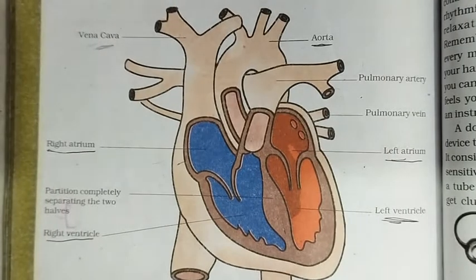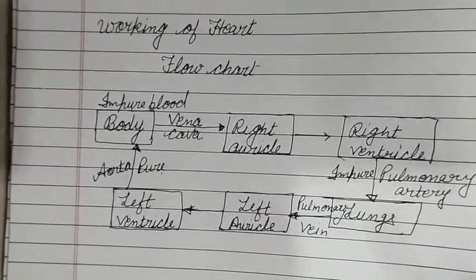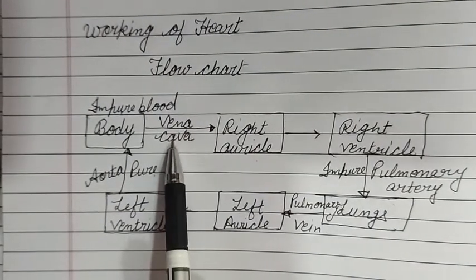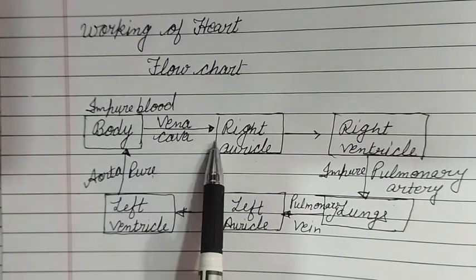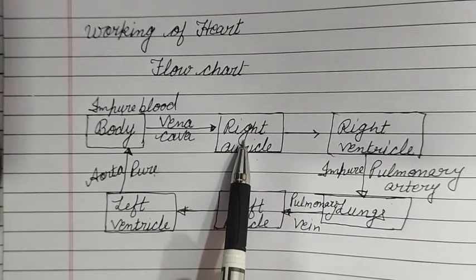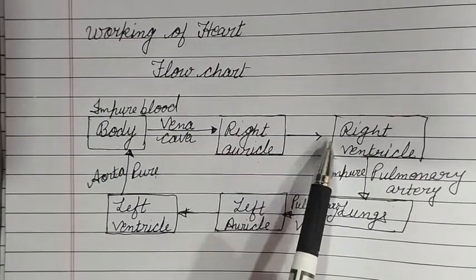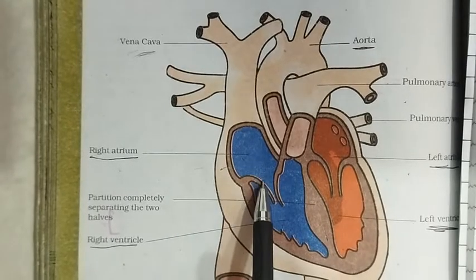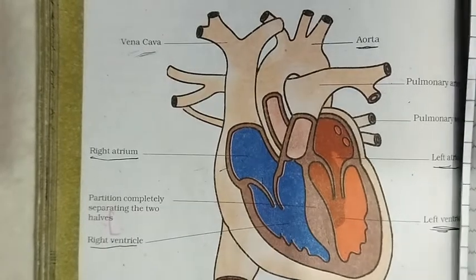Now let us understand the working of the heart with the help of the flow chart. How our heart works. First of all, the vein vena cava carries impure blood from the body and brings it to the right auricle, which is one of the chambers of the heart. When the right auricle contracts, then blood goes to the right ventricle. From the diagram also you can see here the right auricle, contraction takes place, here walls are there, and then blood reaches the right ventricle.